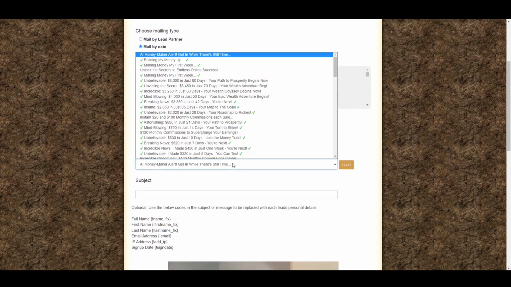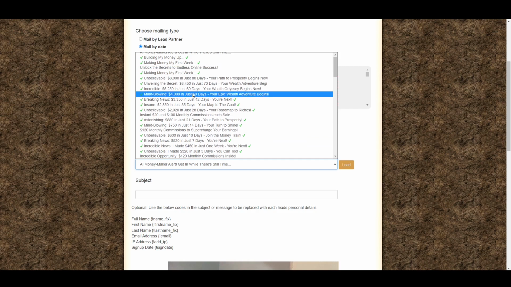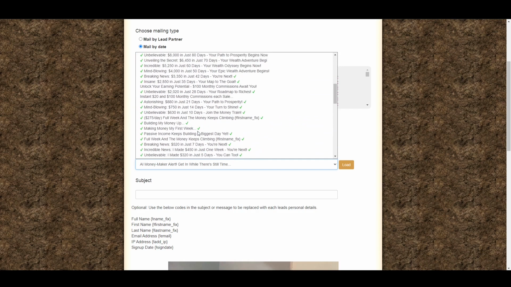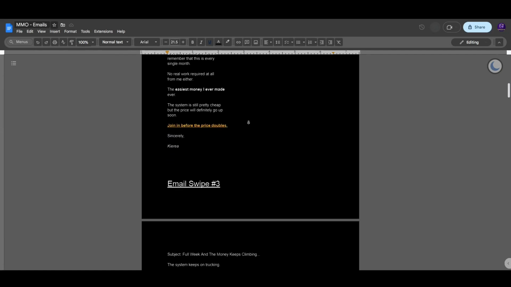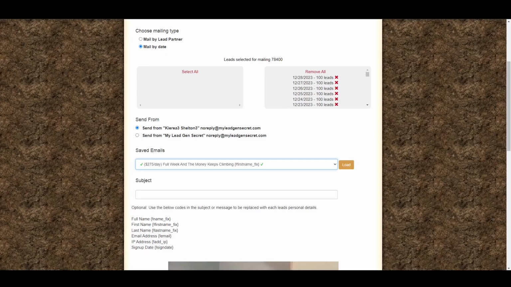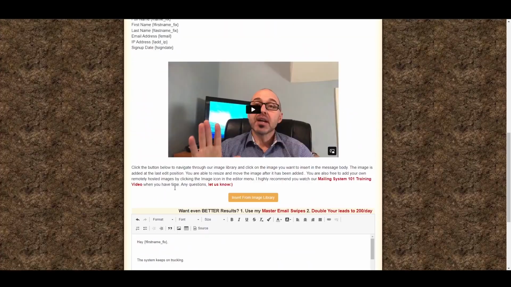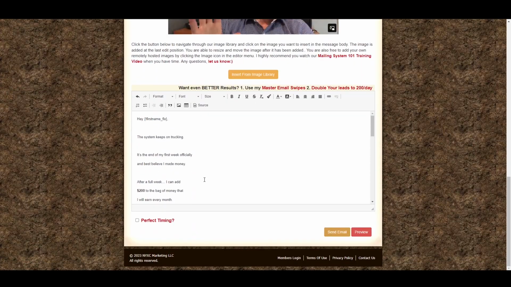So we're gonna look for Filling My Money Up. What's the... Full Weekend of Money Keep Coming? Oh, let me check. Full Weekend of Money. All right, that's the next email. All right, so we're just gonna load this up. We'll keep it. I'll delete that. That's the email there. These are emails that I wrote.